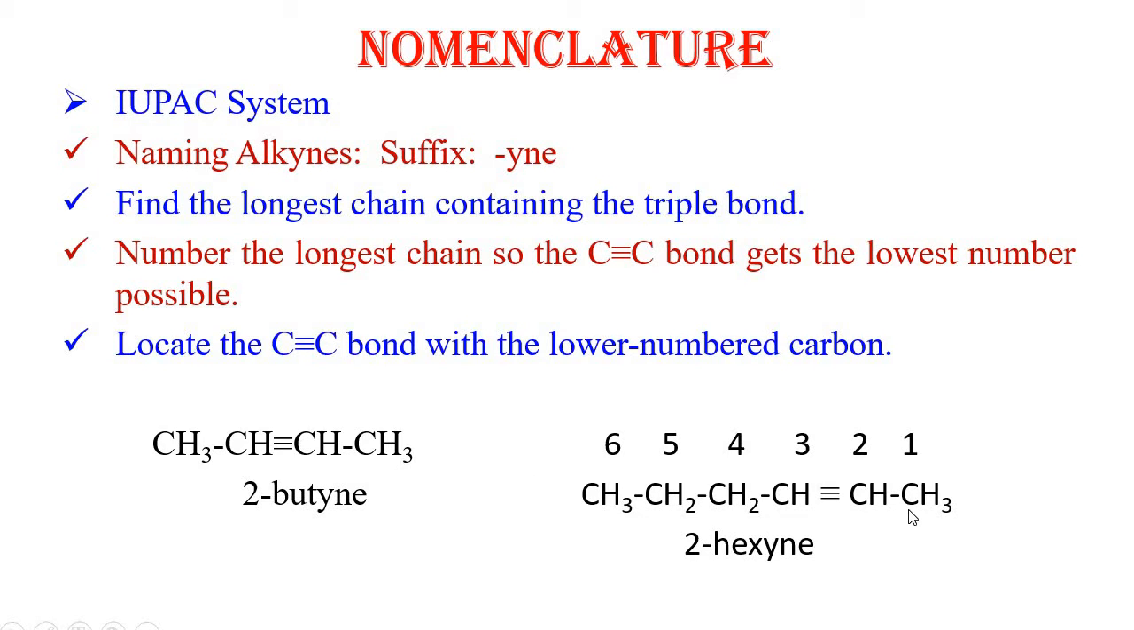Similarly, this is a 6 carbon containing compound, and if it is saturated, then it is known as hexane. The "-ane" of hexane is replaced by "-yne", as it is an unsaturated hydrocarbon, an alkyne. Numbering is done in such a way that the carbon-carbon triple bond gets the lowest number. So we start numbering from this side where the carbon gets the lowest number. The name of this compound is 2-hexyne.